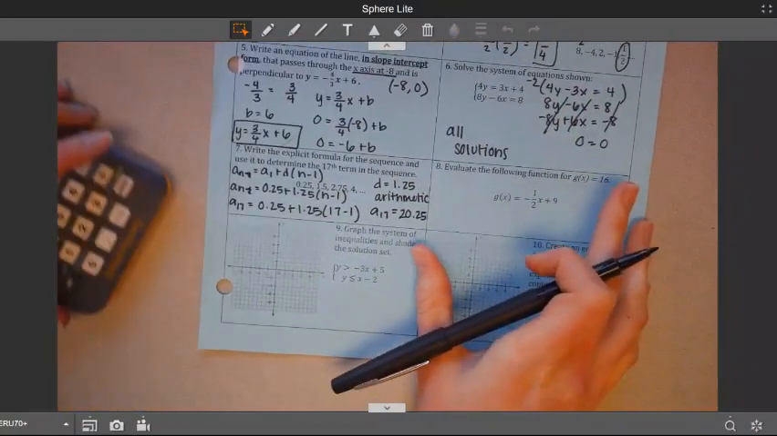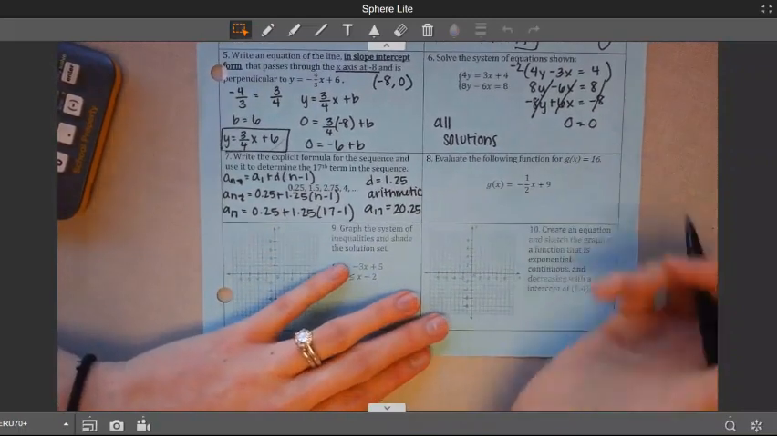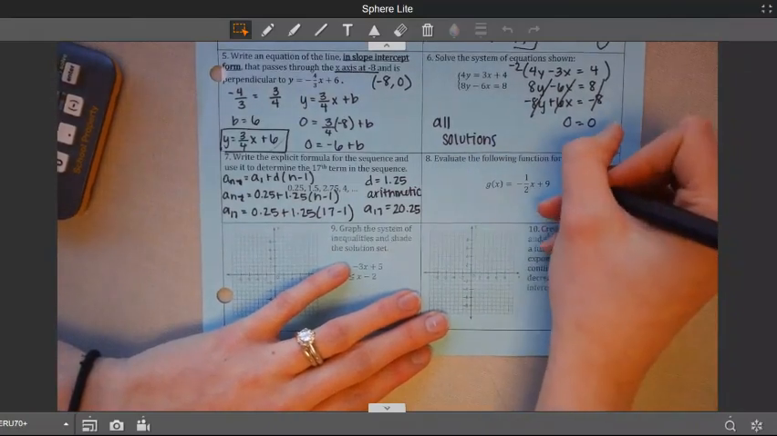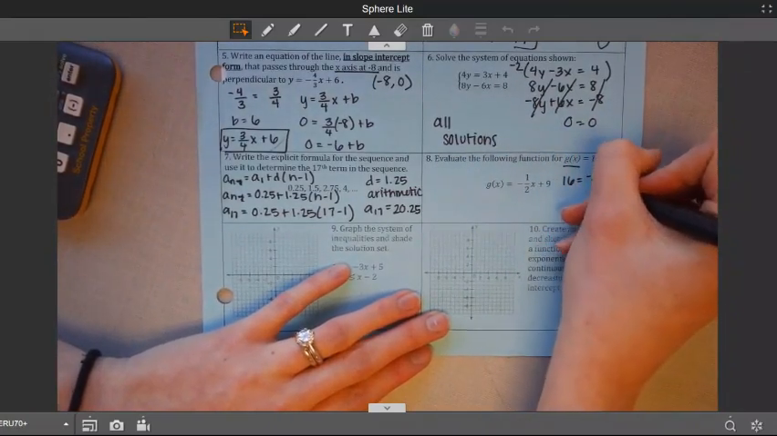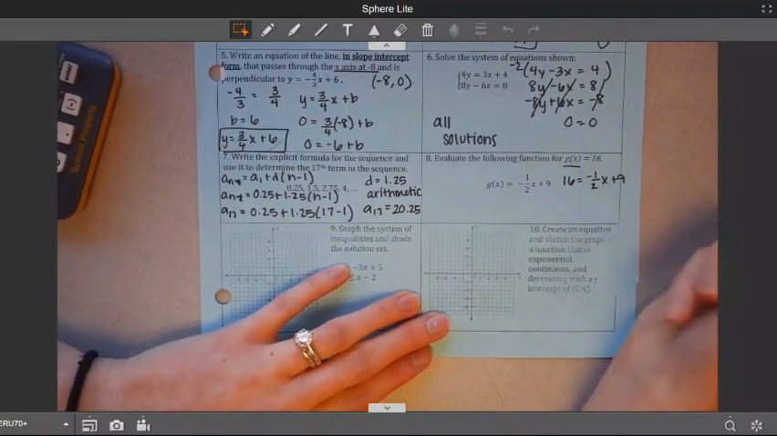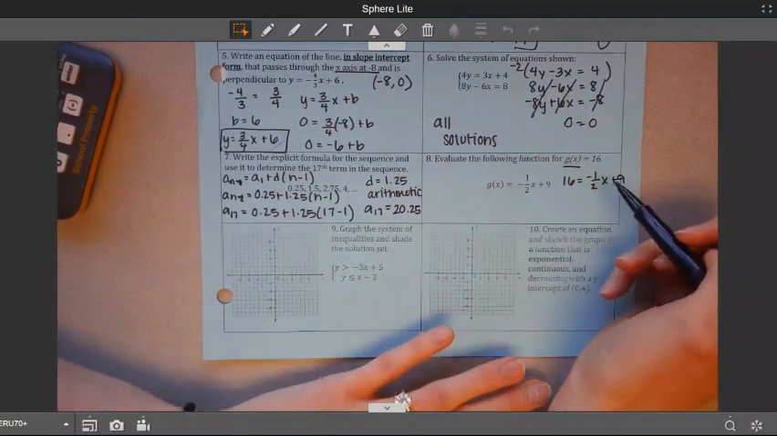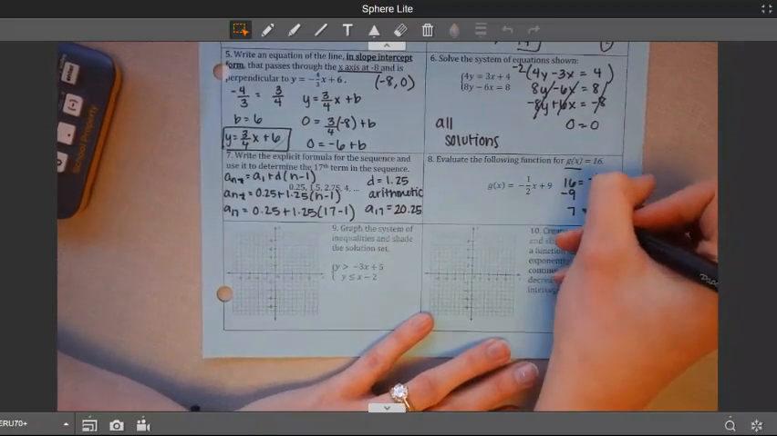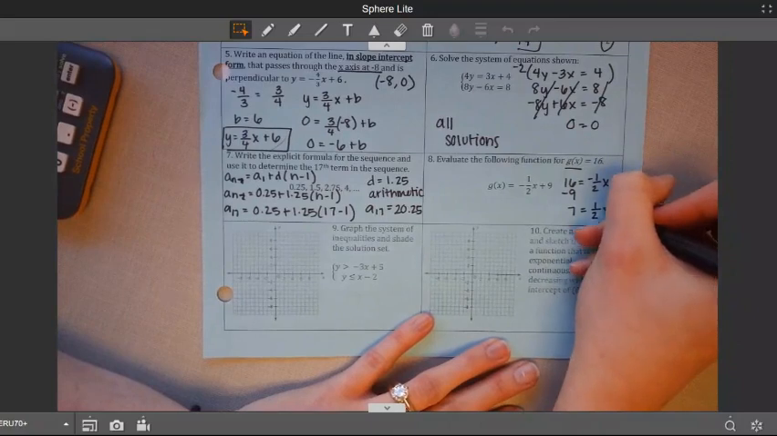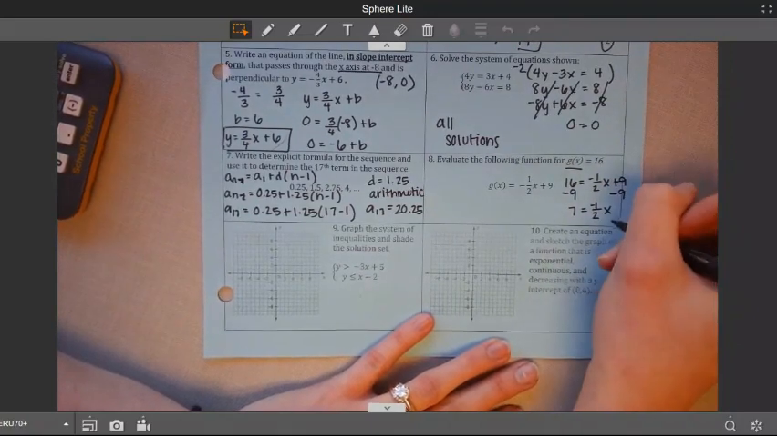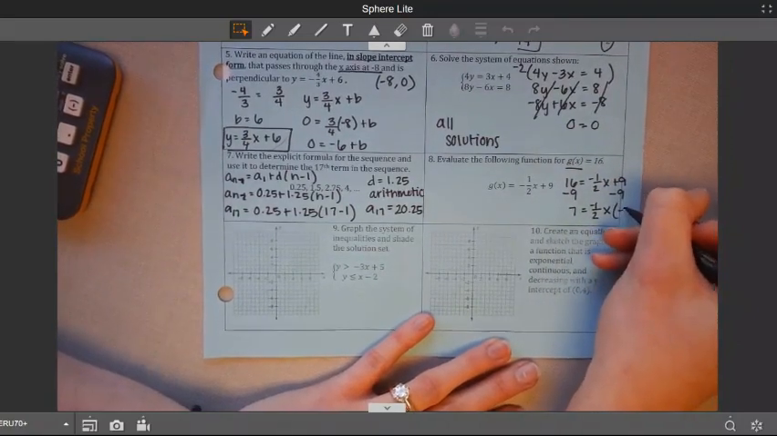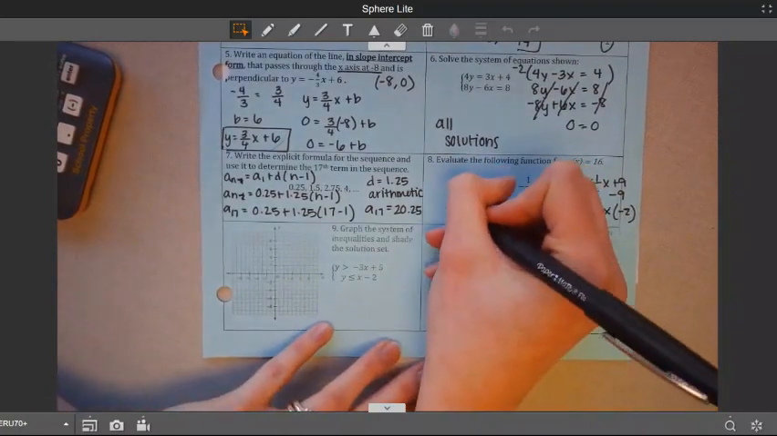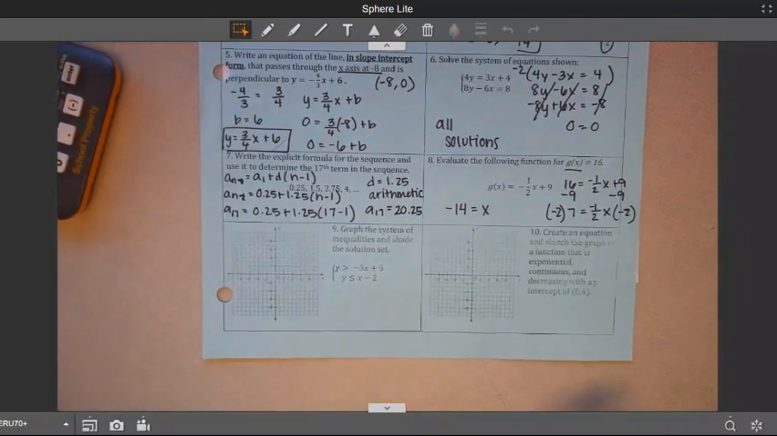Number 8, evaluate the following function for g of x is equal to 16. G of x as a whole is equal to 16, so that needs to go in place of g of x. So I'm going to say 16 is equal to negative 1/2 x plus 9. So I'm going to go ahead and subtract 9 from both sides. 16 minus 9 is 7. 7 is equal to negative 1/2 x. To get rid of that, I'm going to multiply both sides by negative 2 because that's the reciprocal. So I get negative 14 is equal to x.